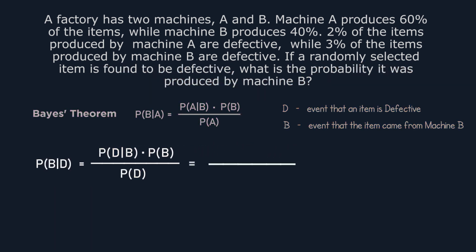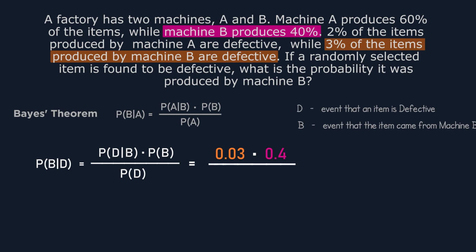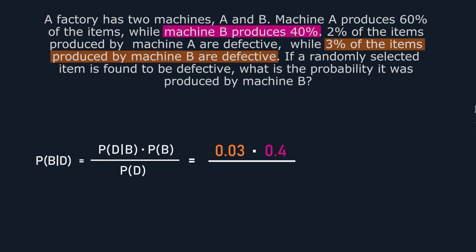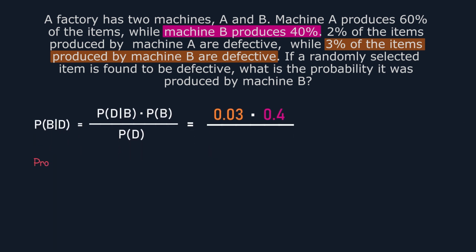The probability of the item being defective, given that it came from machine B, is 0.03, since 3% of machine B's items are defective. The probability of B is 0.4, because machine B produces 40% of all items. Now the total probability of getting a defective item is something that we need to solve first. And here's how. In order to get a defective item, it should come from machine A and be defective, or it is from machine B and defective.